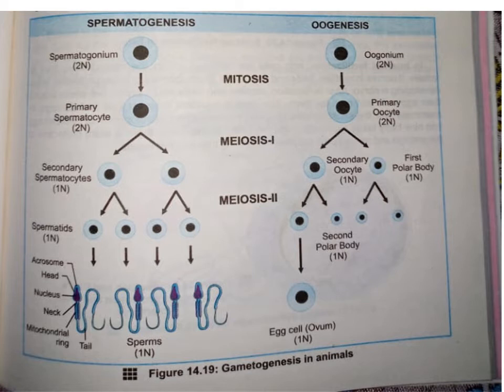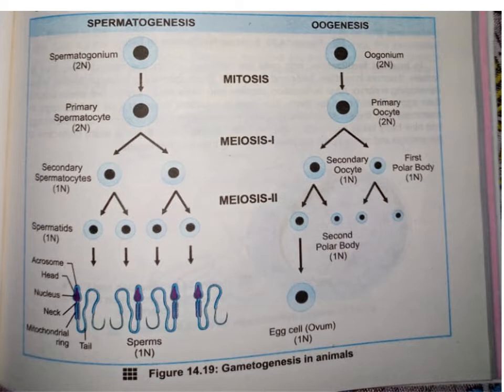Each primary spermatocyte undergoes meiosis I and produces two haploid daughter cells called secondary spermatocytes. These cells undergo meiosis II. In this way, four haploid spermatids are produced from each primary spermatocyte.